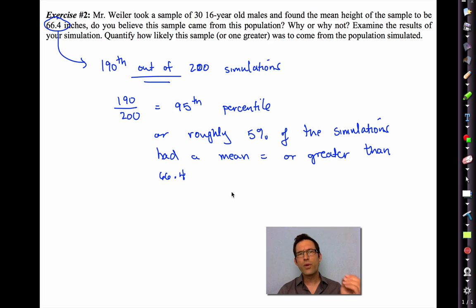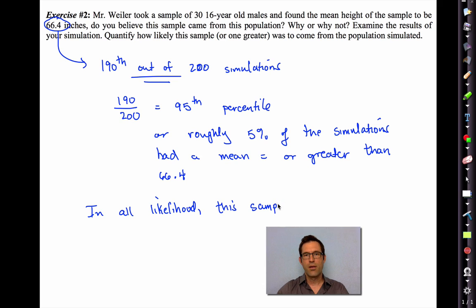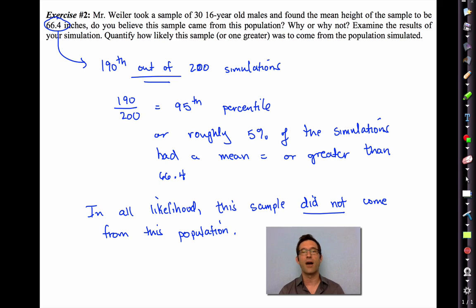Well, what it really tells us is that in all likelihood, this sample did not come from this population. Now you might say, oh, but there's a chance it did. There were some of the simulations which gave us a mean that high. True, but only 5% of them.